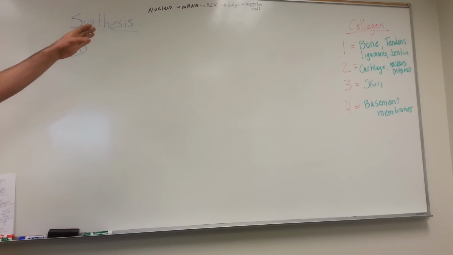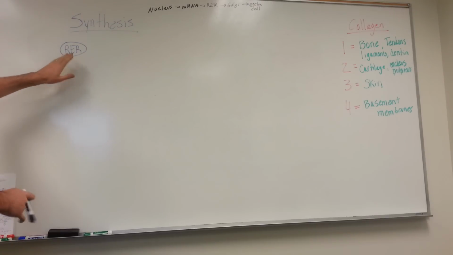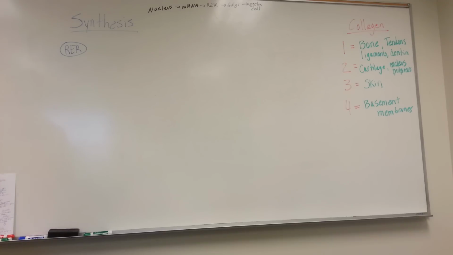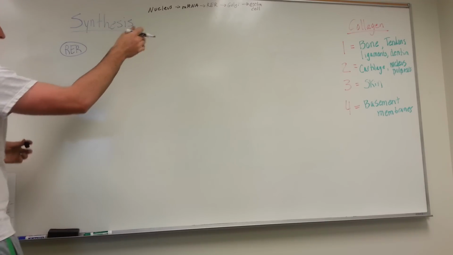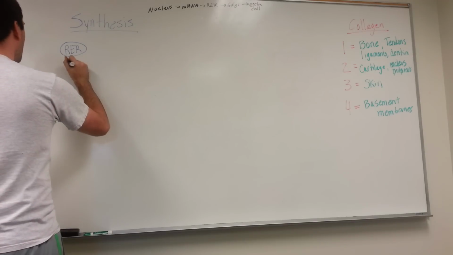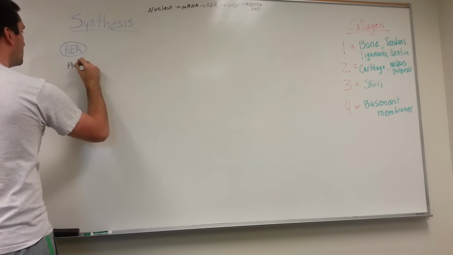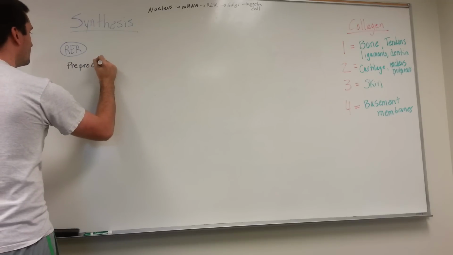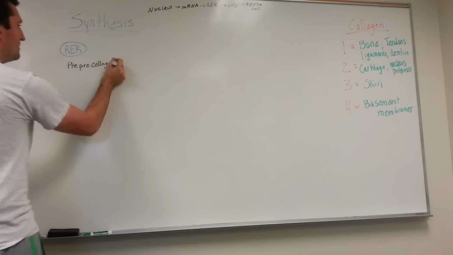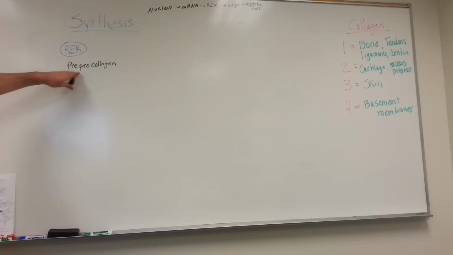So we just made our mRNA. That mRNA migrates to the rough endoplasmic reticulum, and that's where our journey first begins. So let's take a look here. When our mRNA gets translated, it's going to be in a form called pre-pro collagen. A double prefix here. Suffix would be at the end.